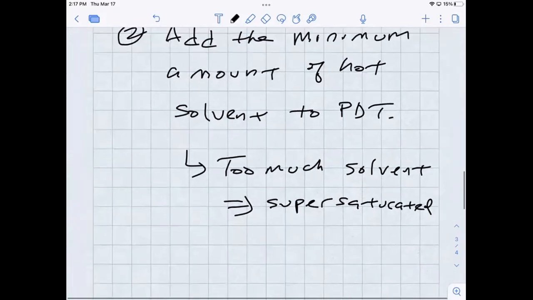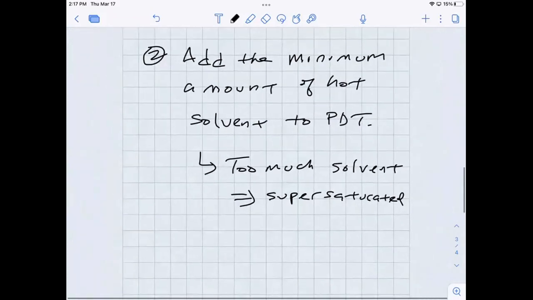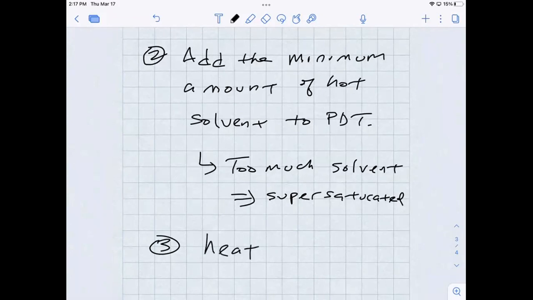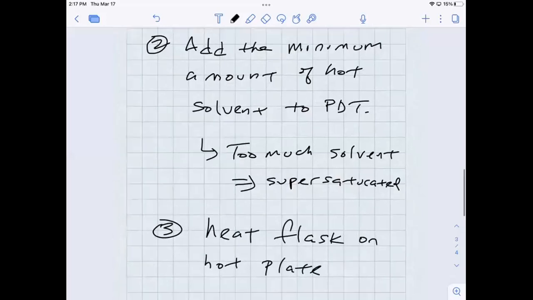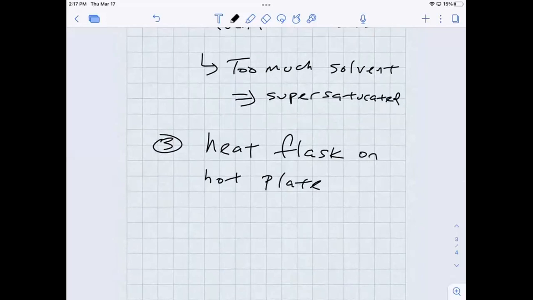So you don't want it to be super saturated. Add the minimum. And then after you add that minimum amount, you want to start heating the Erlenmeyer flask that actually contains the solvent and your product. So you're going to heat that on a hot plate. And you'll see all of this when we go through the walkthrough. So you heat the flask on a hot plate and swirl it.